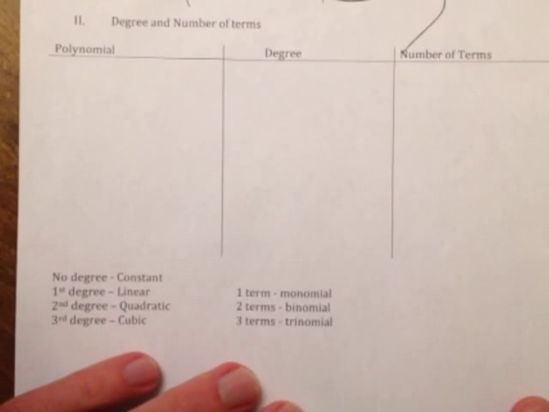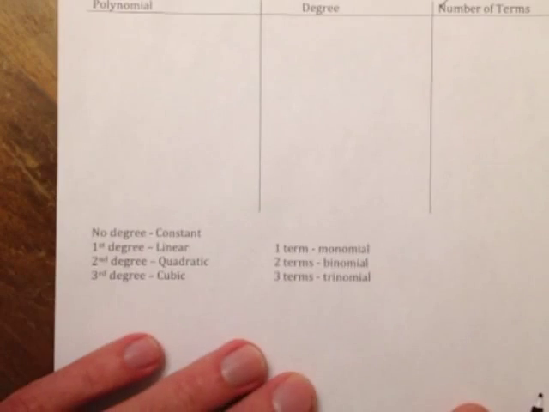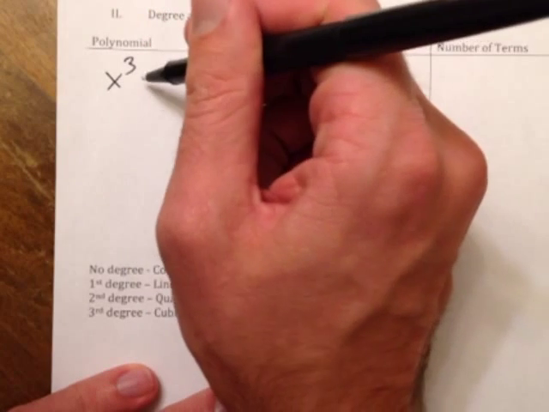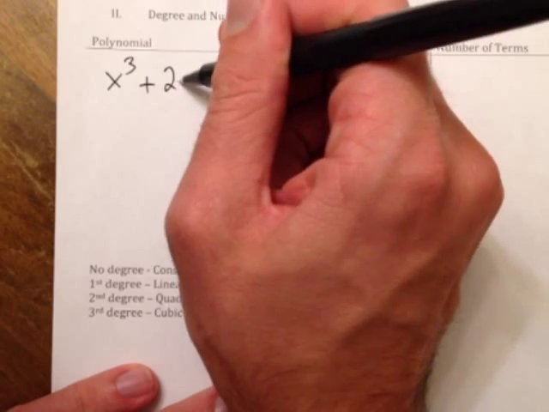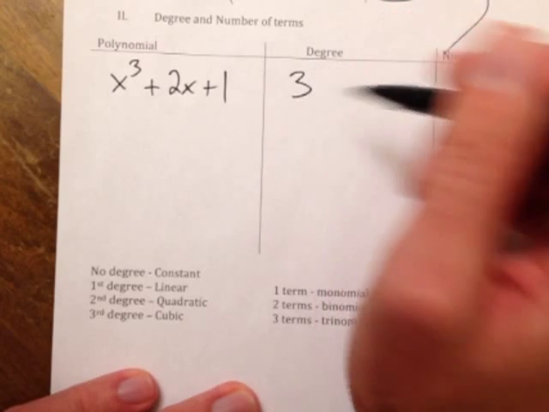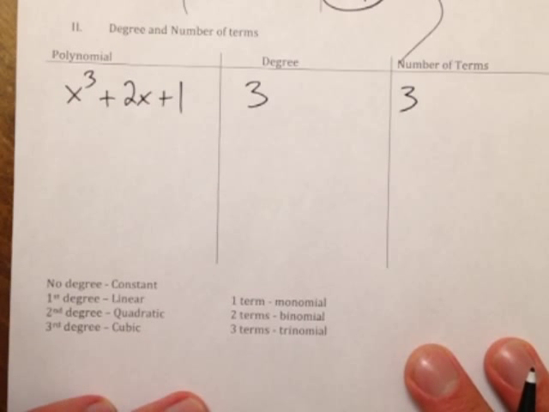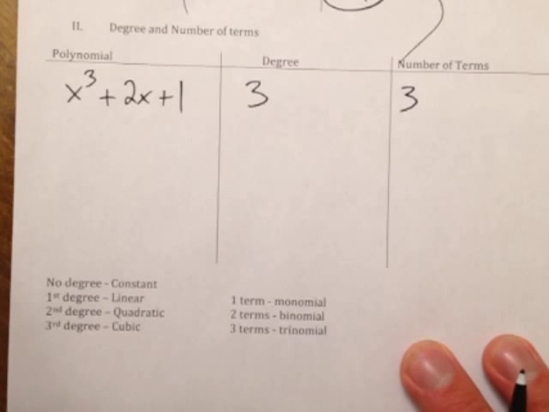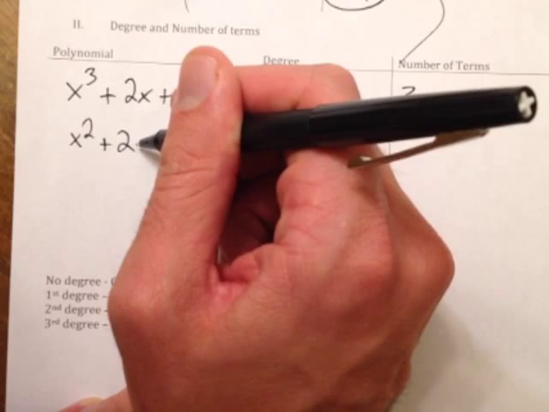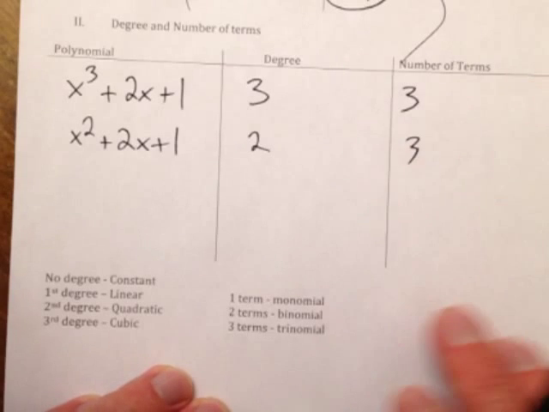Okay, now that we have an idea of what a polynomial is, let's talk about how we name them. The polynomial x cubed plus 2x plus 1 has a degree of 3, and it also has 3 terms. See if you can figure out where both of those 3's came from. I'll show a couple different examples, and hopefully you'll figure out a pattern. x squared plus 2x plus 1. This one has a degree of 2, and it also has 3 terms.